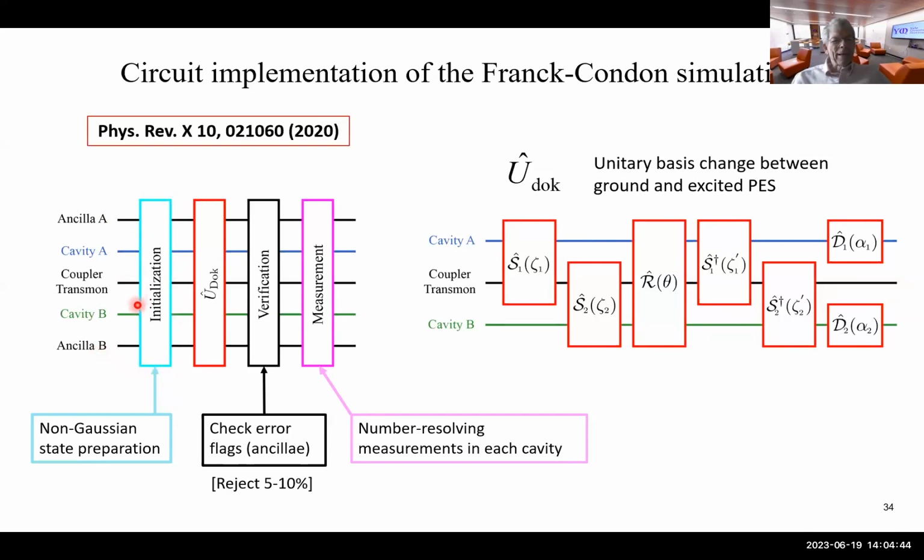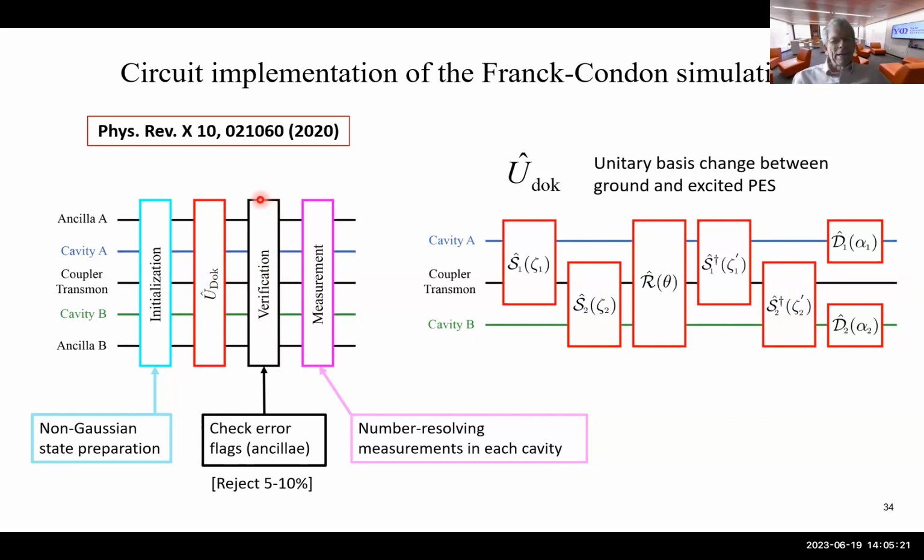So we have to do non-Gaussian state preparation. We have to prepare, let's say, 2 photons in Alice and 3 photons in Bob to represent 2 mechanical vibrations in the bend and 3 in the stretch in the initial state. Then we have to carry out this transformation of basis where you change the spring constant, the displacement, and the orientation of the potential energy surface, which produces excitations in the cavities.